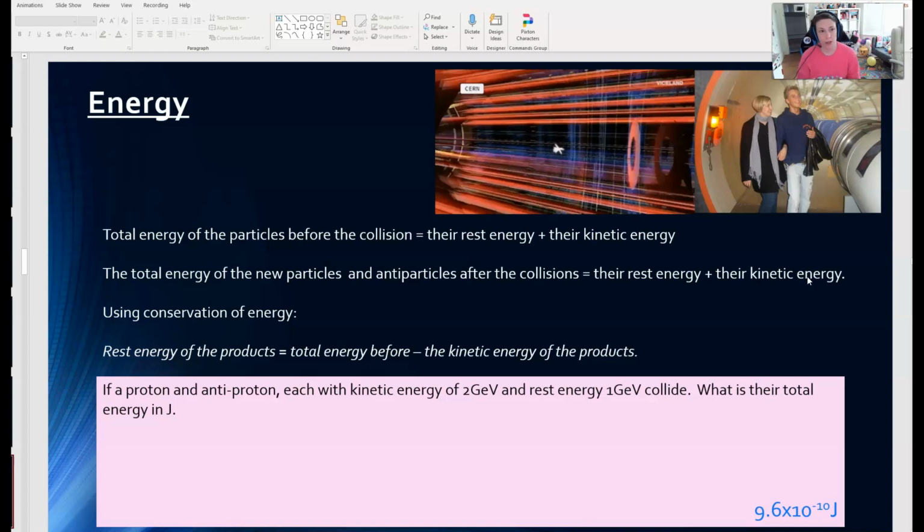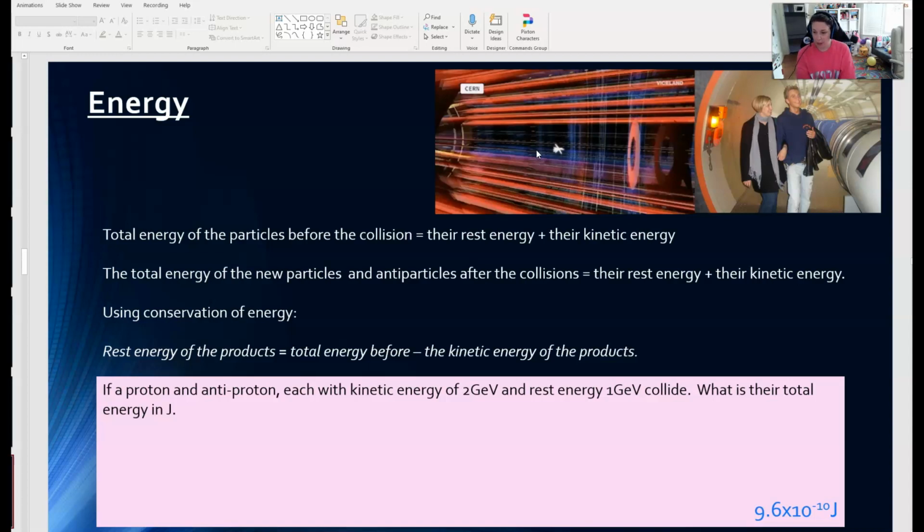So the rest energy of the products equals the total energy you had before minus the kinetic energy of the products. This will tell you how much mass they have. How much energy did you have before? Take away the kinetic energy of the products, so how quickly they're moving basically, and you get left over with their rest energy, and you can calculate their mass using E equals mc squared.